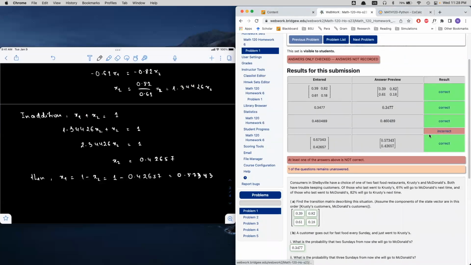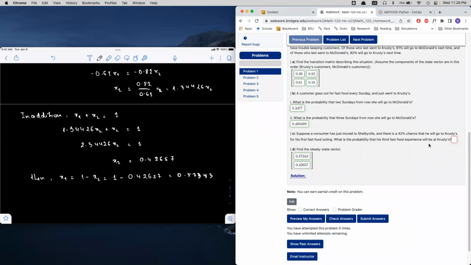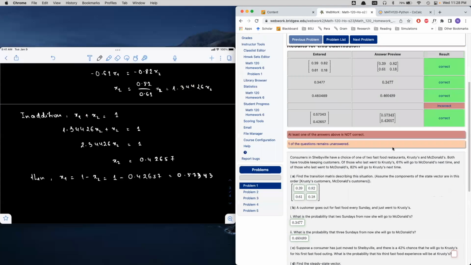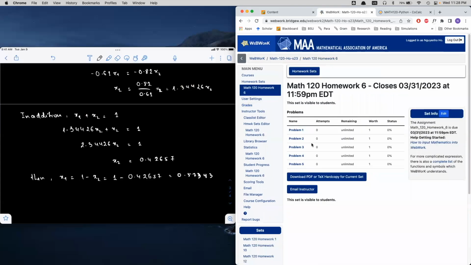Well, we have this incorrect because we didn't enter the answer for part C. That's for you to do the practice. Okay, so we're done with problem 1. Right. So it's a little bit lengthy and a lot of calculations involve a lot of decimal numbers. But I want to assure you that when we get to the test or quiz for that matter, I will give you some problems that you can calculate by hand very easily. Okay, now let's move on to problem 2.